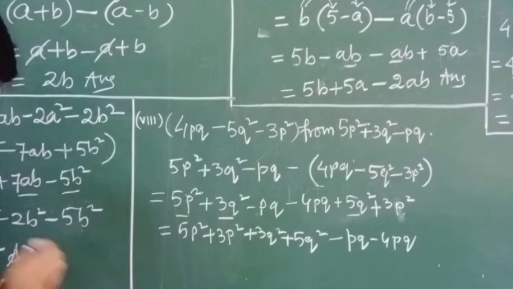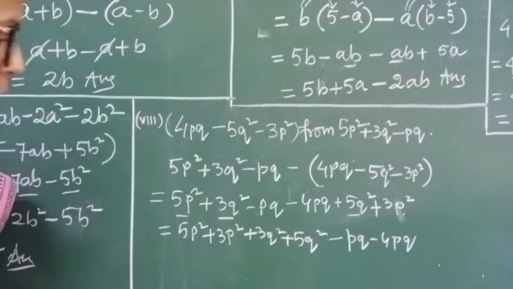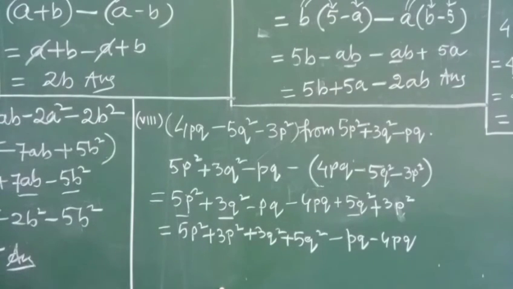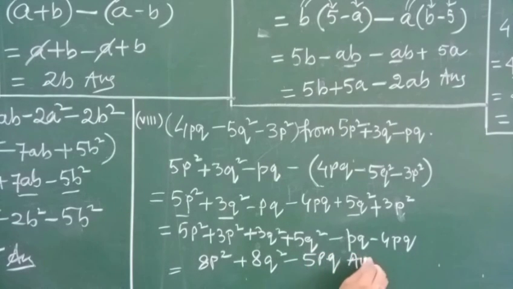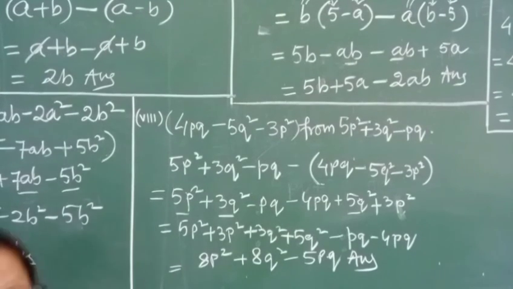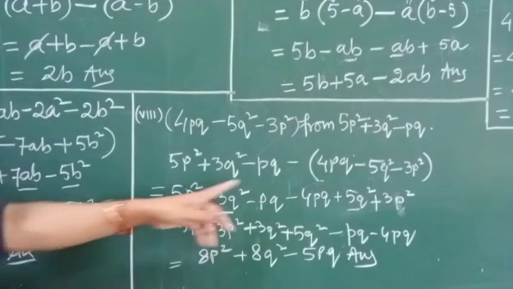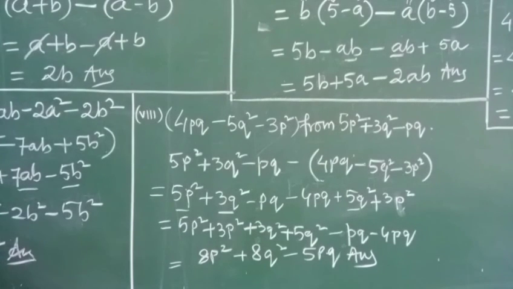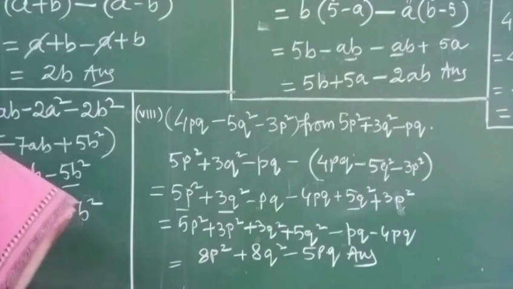Then according to their signs you have to do the sum now. 5p square plus 3p square means 8p square, 3q square plus 5q square is 8q square, minus pq minus 4pq is minus 5pq. Understood? Whatever we have explained here, I hope if you practice it, it will be very easy for you. Thank you, students.